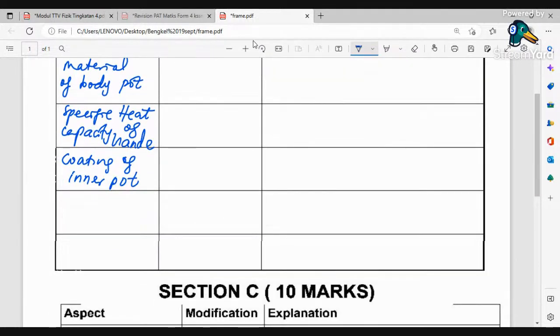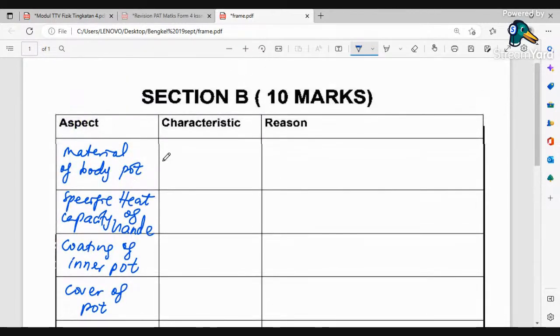Number 4, cover of pot. Okay, now kita dah tulis aspect, maksudnya tak ada yang tertinggal. Okay, material of the body pot just now, stainless steel or ceramic. So we choose ceramic.